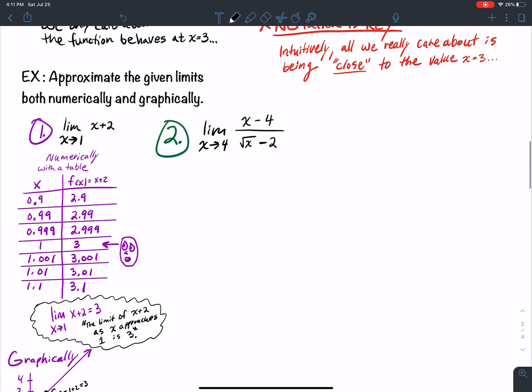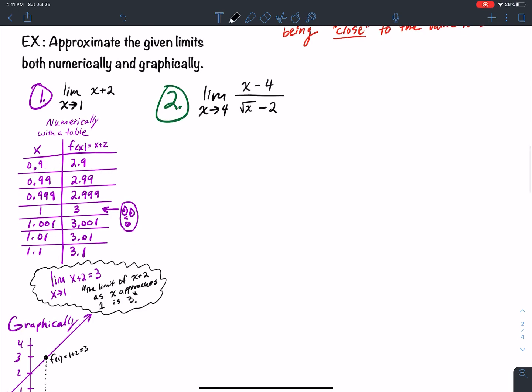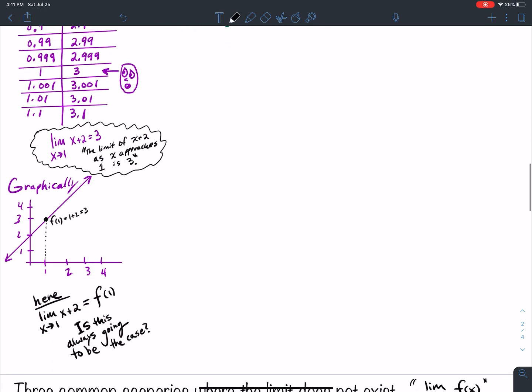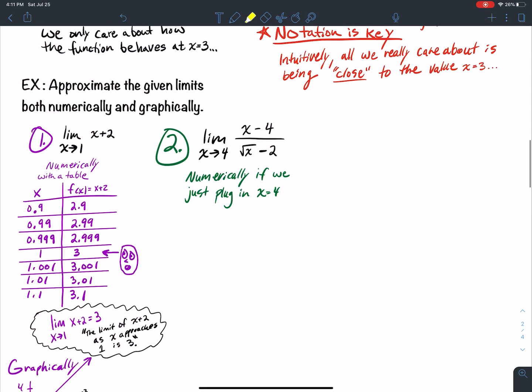So let's work a problem that illustrates that point. We've got the limit as x approaches 4 of the function x minus 4 divided by the square root of x minus 2. If I tried to use the logic that I had down here, making this general case, all I've got to do is plug in whatever my limit is. I'm limiting to 4, so I'm just going to plug in x equal to 4 and everything's going to work out. Well, guess what happens if I plug in 4 here and here?